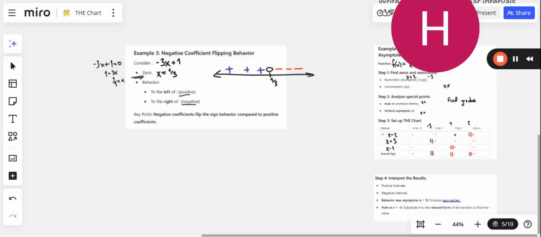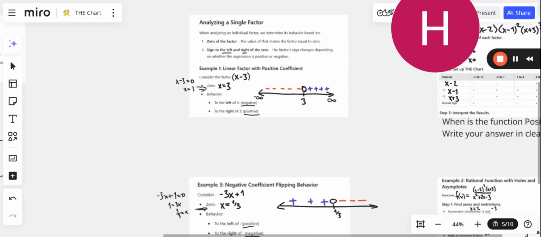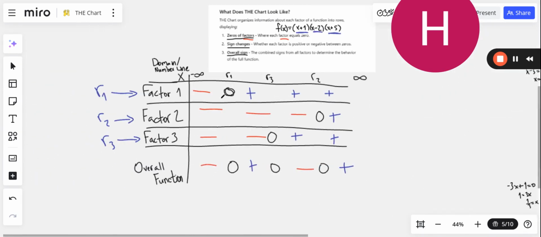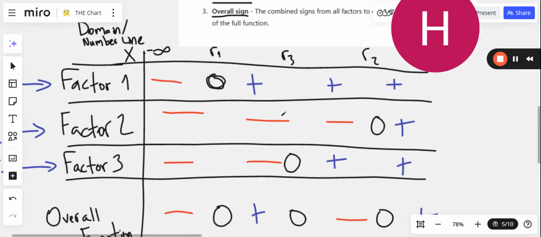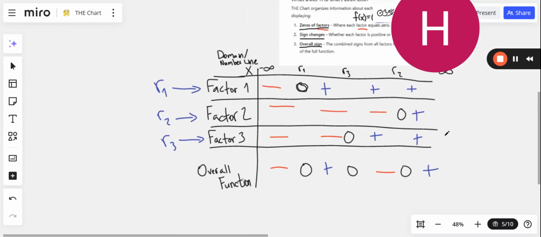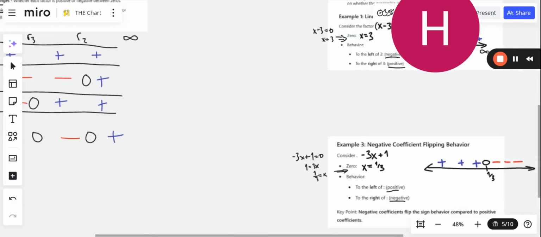Okay, so this is just looking at one row of the chart. Each one of these factors is going to have its own row. If we look back at the chart, I'm really just stacking these rows together and putting them all on the same number line. Different factors will have different zeros, and we'll look at the behavior here. This is negative on the left and positive on the right, negative on the left and positive on the right. Now, there are some rules that you need to take into consideration, but let's just start with that for now, okay?